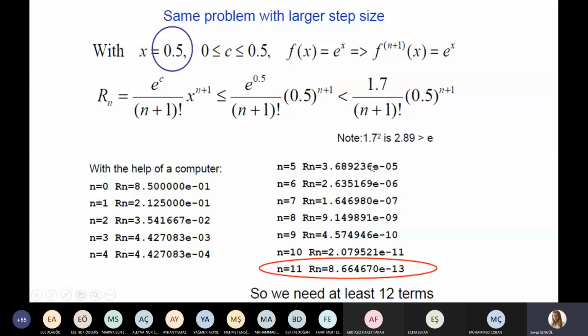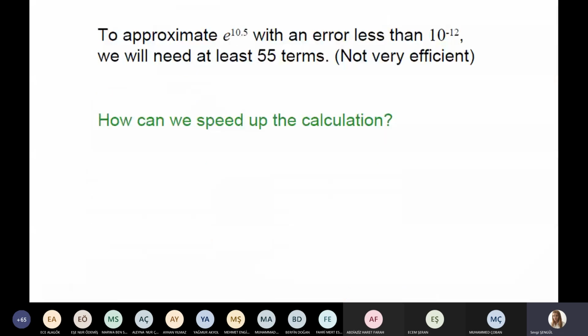And why is that? Let's look at e to the 10.5. I want you to look at that one, please. I want you to try with MATLAB, do the same thing for x equals 10.5, check the error less than 10 to the minus 12, and you will see that you need at least 55 terms for that. How can we speed up this calculation? So in here you are trying to approximate at x equals 10.5, but you defined your exponential Taylor series around 0.